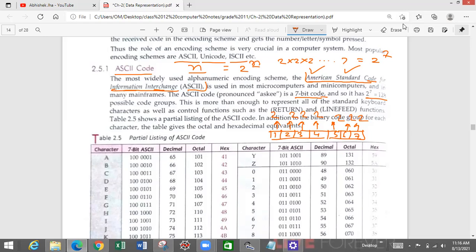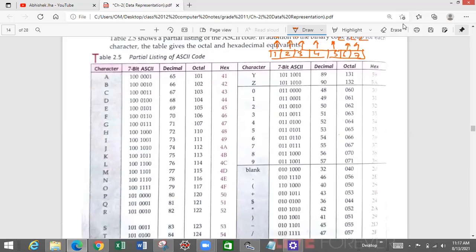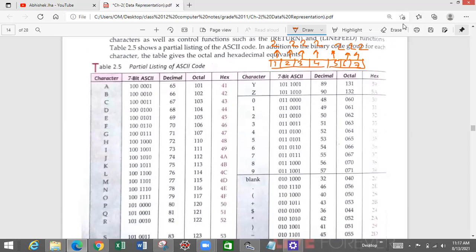So ASCII is a 7-bit code, so you can enter 128, 2 to the power 7, possible code groups. And basically it is more than sufficient. In English, we have 26 letters, numbers are 10, some more symbols are there. So it is quite a big space to enter all the characters. So this is an ASCII representation of all the characters.